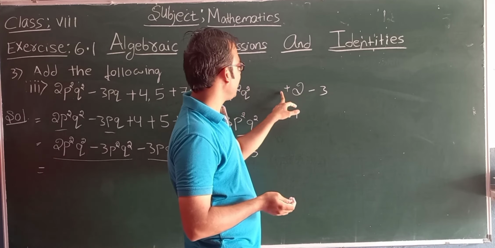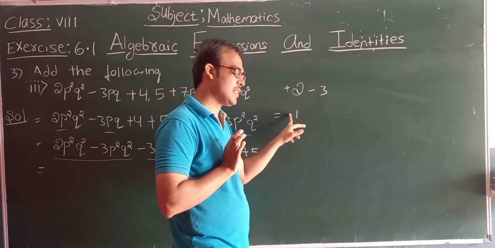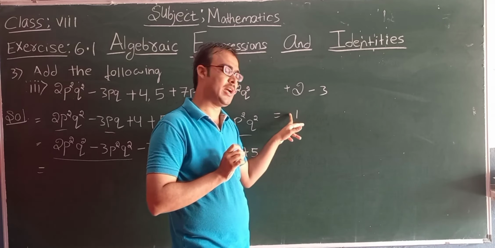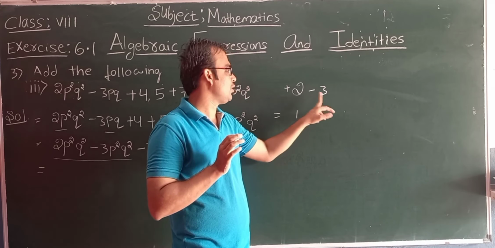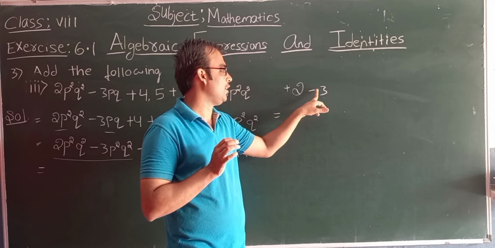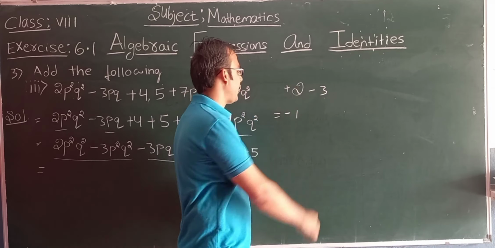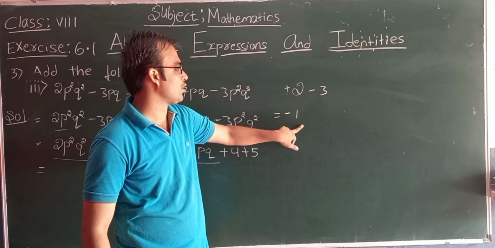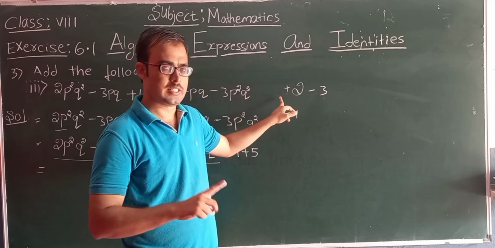But here, in place of the sign, you need to place the sign which is in front of the bigger number. So in these two, which is the bigger number? 3, no? So in front of 3, which sign is there? Minus. So you need to write minus. So plus 2 minus 3 is what? Minus 1.